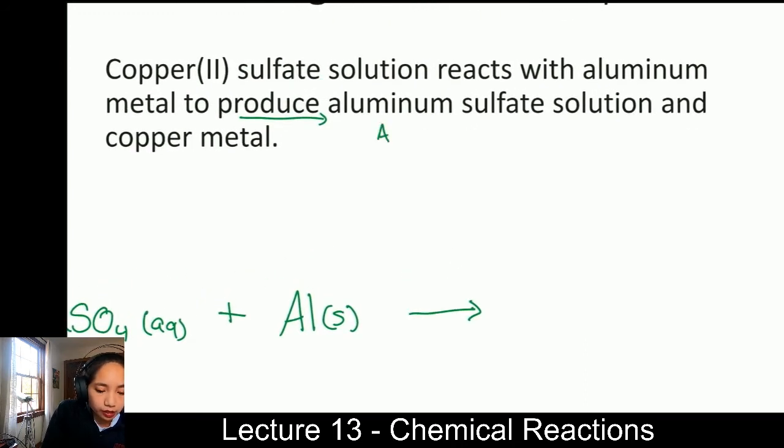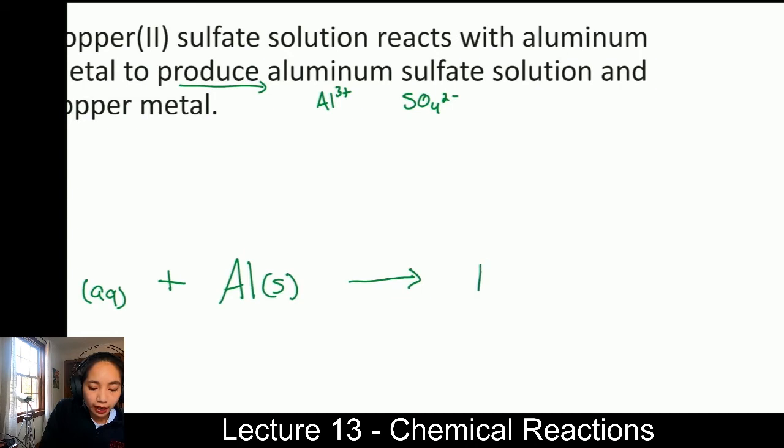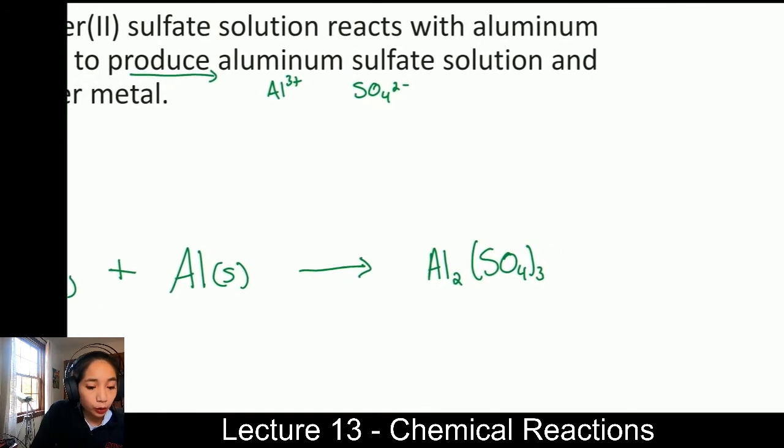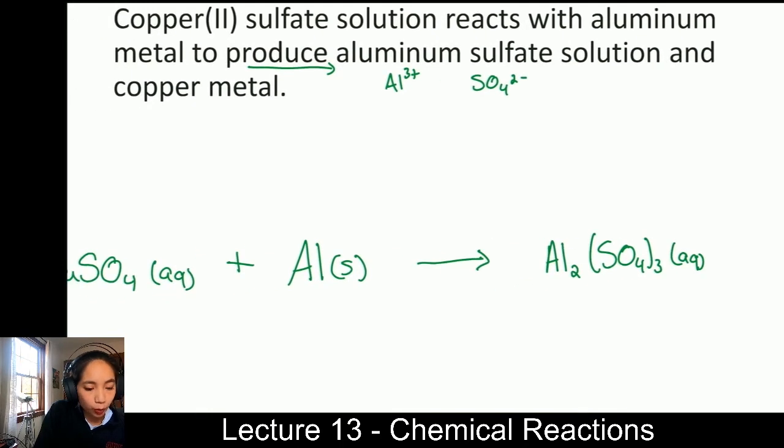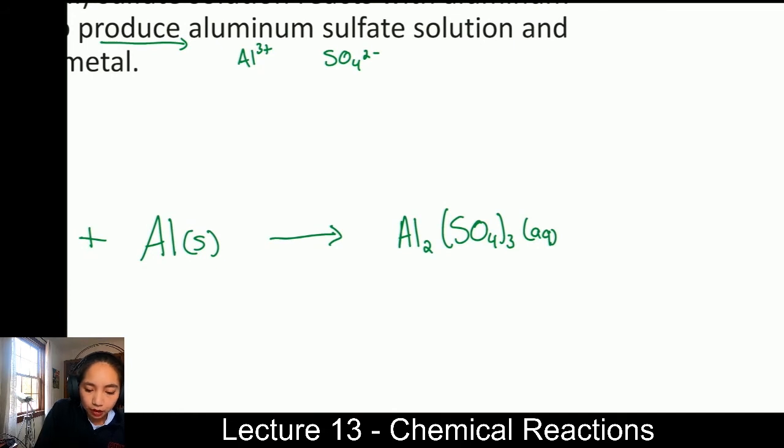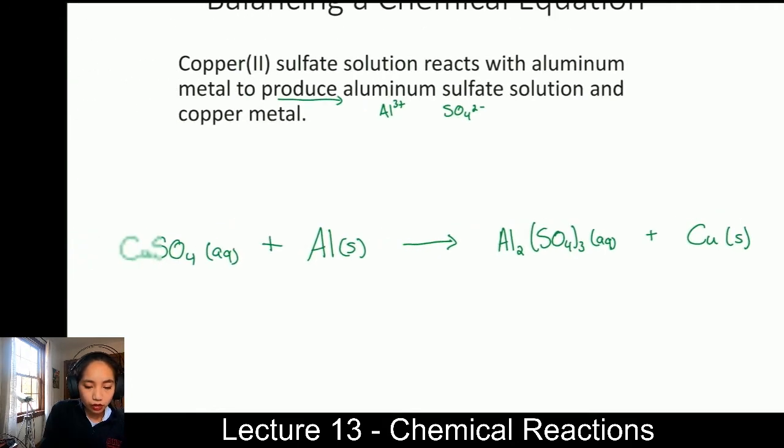All right, aluminum is aluminum 3 plus, sulfate is SO4 2 minus. And so how those will combine as a chemical formula that is neutral, it'll be Al2 and SO4, 3 of them, in order for those charges to balance. And this question says that it's aluminum sulfate solution, so this is also aqueous. And then what else does it form? It forms copper metal. So copper is just an element, and it's a solid because it's a metal. All right, so there's our skeleton structure for our chemical equation.